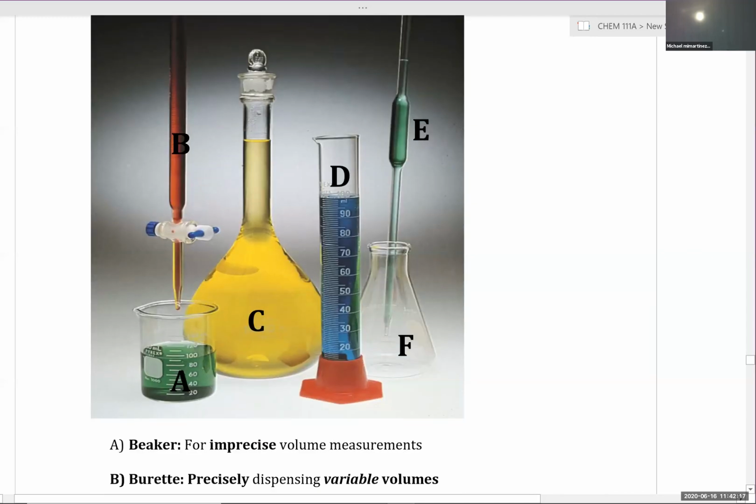Now, you'll see a lot of these in your lab box kit. The beaker is for imprecise volume measurements. It's literally just a liquid carrier. It's not designed for you to actually take any measurements of value. A burette is the gold standard for precisely dispensing variable volumes. The burette is up here. It's filled with the red liquid.